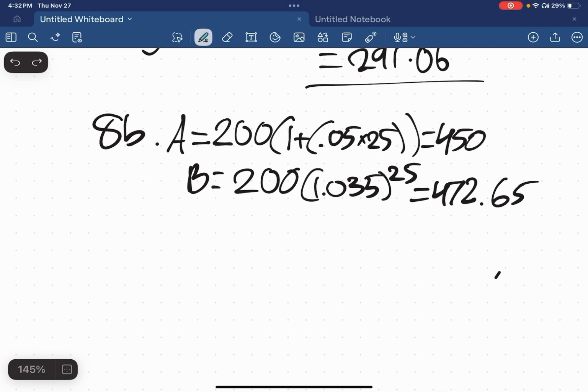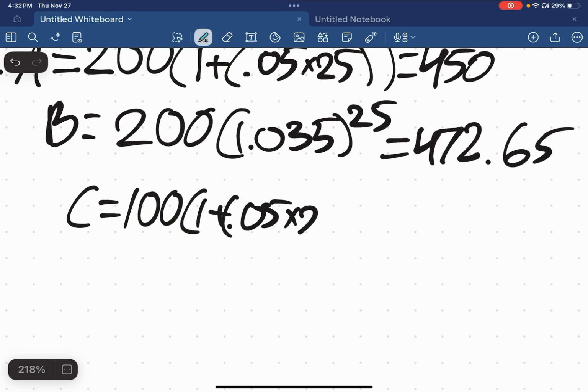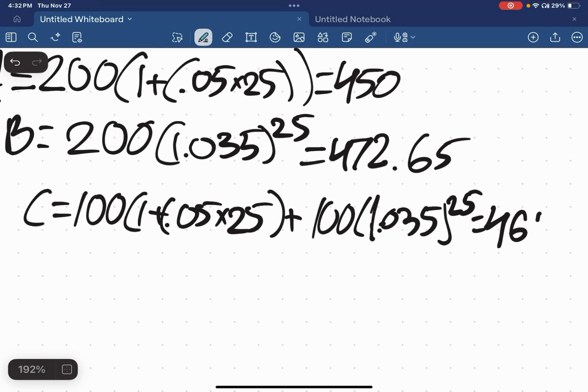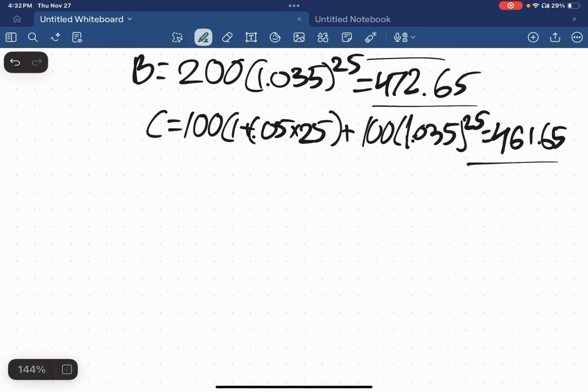And oh, Sydney, the half-half girl, is going to be equal to 100 times the simple interest plus 100 in compound interest. That's supposed to be a 1. And that's equal to 461.65. Congrats, she's in second now. But Brianna's beating everyone. So let's go to 8C.